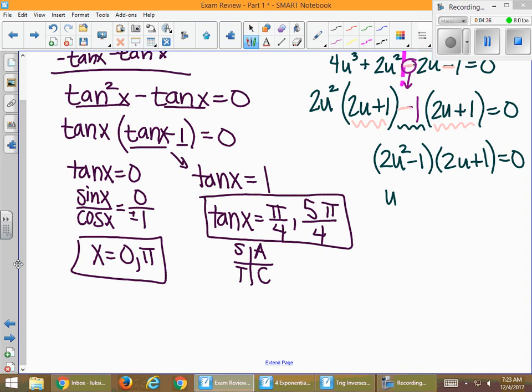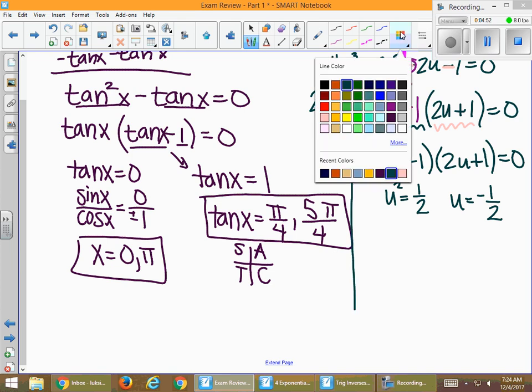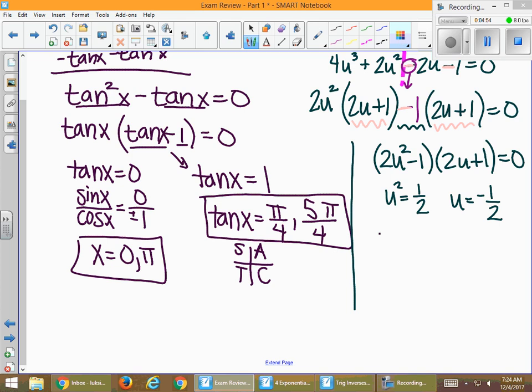So this would be u squared equals, add the 1, divide by 2. And over here, u equals negative 1/2. And this is as good a time as any to put that sine and sine squared back in there. So sine squared of x, is that our variable? I think so. Yep. Equals 1/2. Sine of x equals negative 1/2.